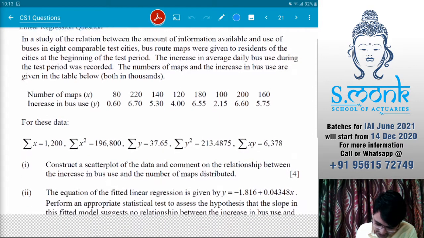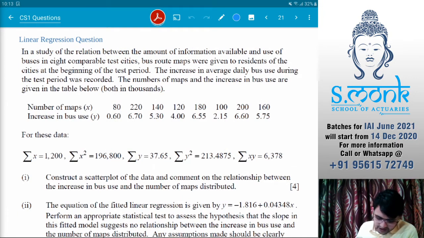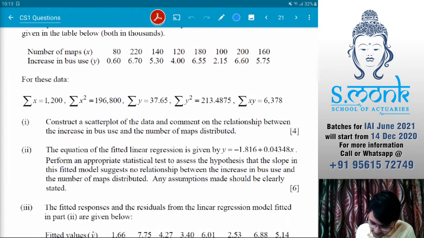Now for linear regression, let's see a question. In a study of relation between the amount of information available and the use of buses in 8 comparable test cities, bus route maps were given to the residents of the cities at the beginning of the test period. The increase in average daily bus use during the test period was recorded. The number of maps and the increase in bus use are given in the table below. Okay. They are first saying construct a scatter plot diagram of the data and comment on the relationship between the number of maps and the increase of the bus use.